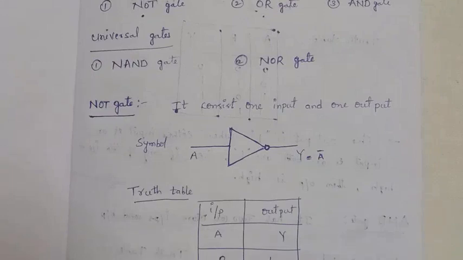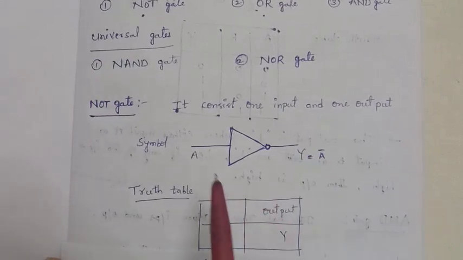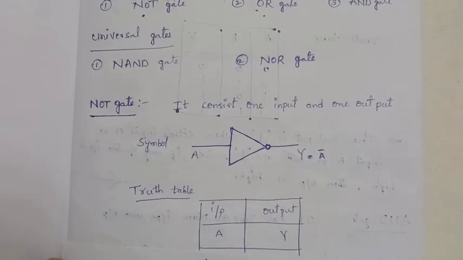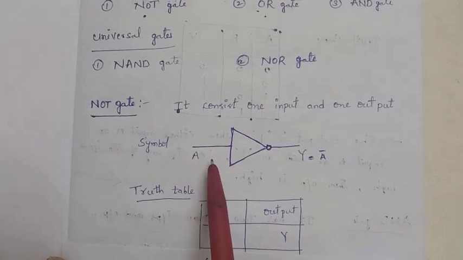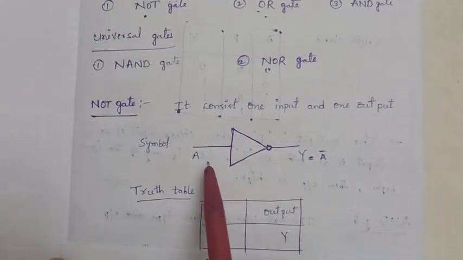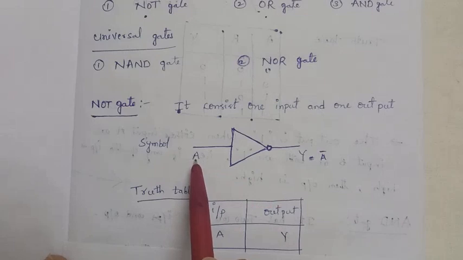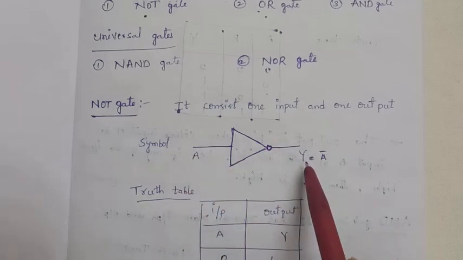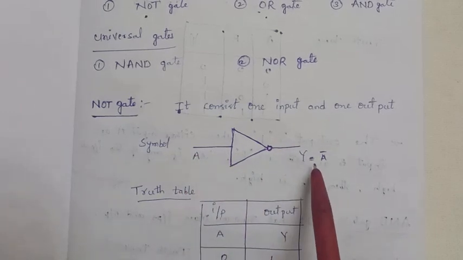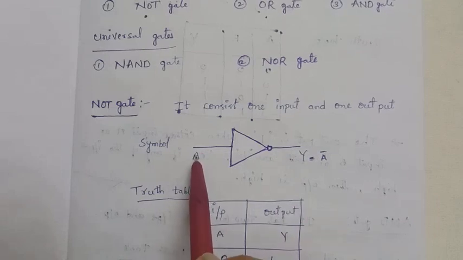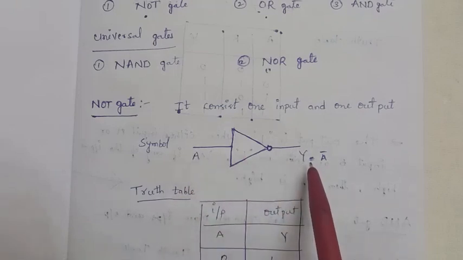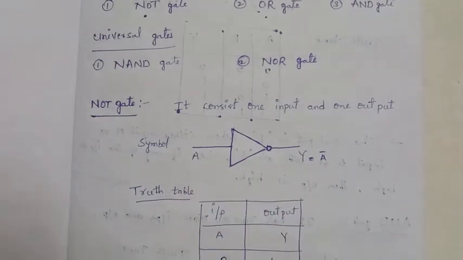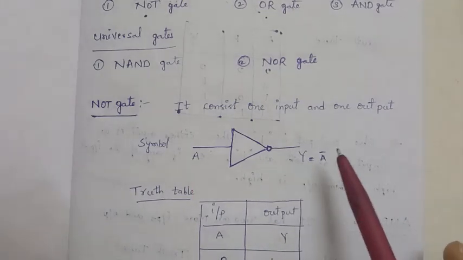The first gate is the NOT gate. How to represent it? It consists of only one input and one output, and this is the symbol for the NOT gate. If you give an input A, then we get the output A bar. That means if the input is low, the output is high. If the input is high, the output is low. If you give the input as 0, we get the output as 1. If you give the input as 1, we get the output as 0.